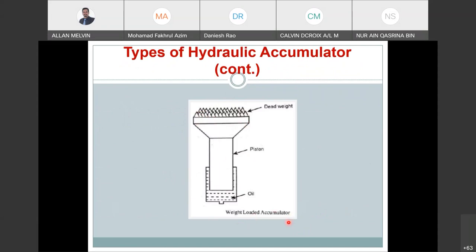Okay, this is the weight loaded accumulator system. You have oil trapped in the system, this is actually a piston concept, and you put weight on top. How much weight you put depends on the size of the system. If the system is large, 1 kg is not enough, so maybe you need to put 1 ton to create the piston movement. When there's a weight, this will move downwards and start to create pressure.